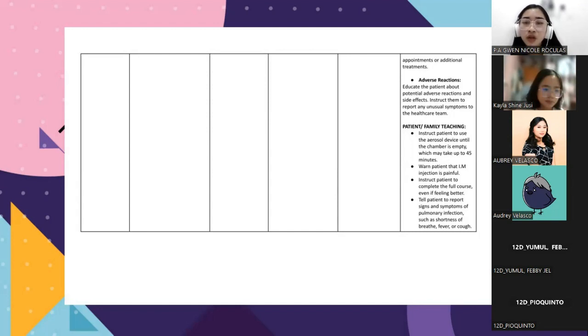Next is tell patient to report signs and symptoms of pulmonary infection such as shortness of breath, fever, or cough. Kailangan nating malaman na may problema or may pulmonary infection yung patient natin para kaagad naman nating masolusyonan yung problem nila for shortness of breath or fever or cough. Next slide, please.